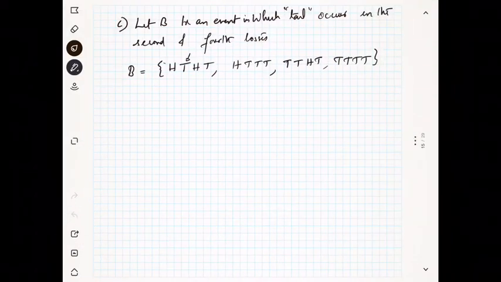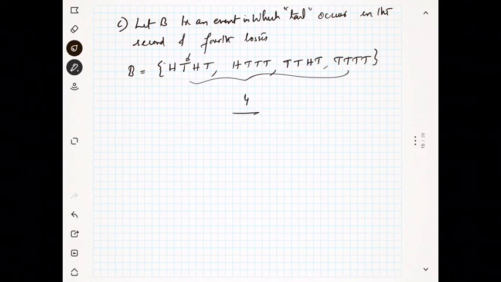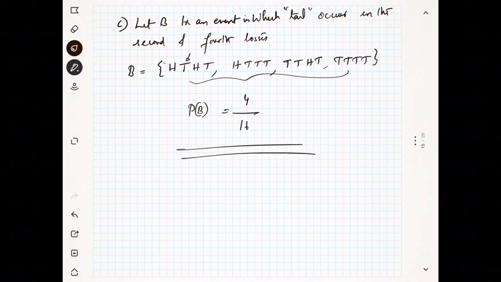Next, you can see here I have 4 cases and I have 16 total outcomes in the sample space. So the probability of B is 4 over 16. So this is how you can calculate.